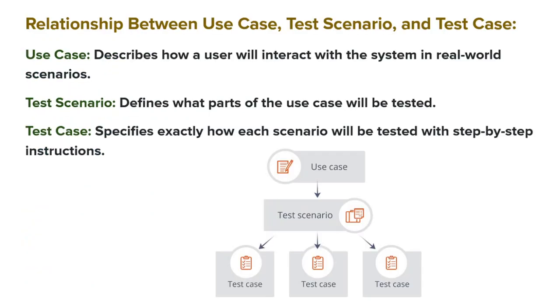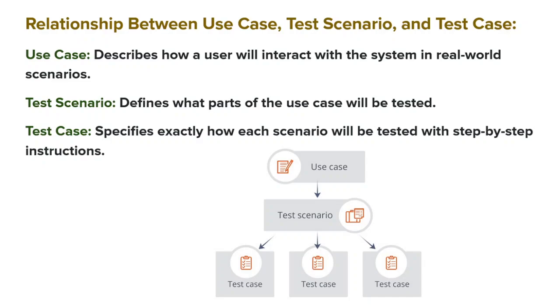And now understand what is the relationship between use case, test scenario, and test case. So we have seen what is use case, we have also seen what is test scenario, and we have also seen what is test case. Use case describes how user is going to interact with the system in real world scenarios. Use cases are written by product person. Use cases are nothing but requirements. So use cases are requirements which are given by product team.